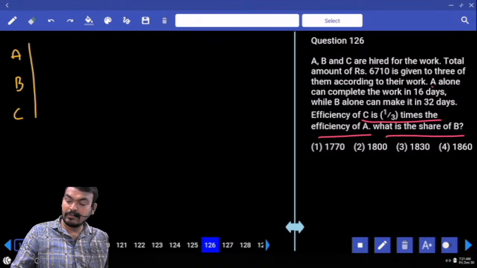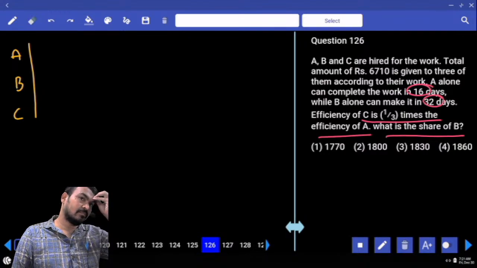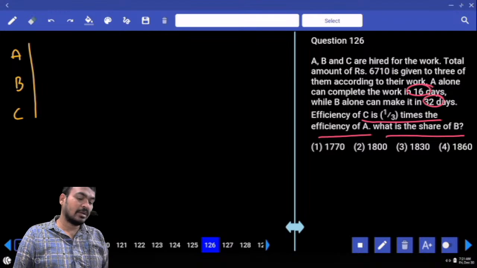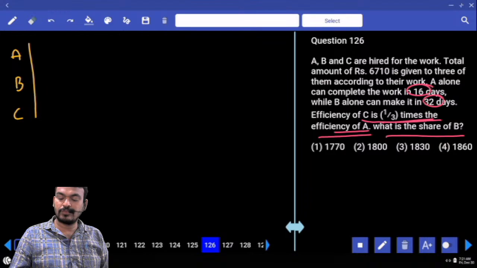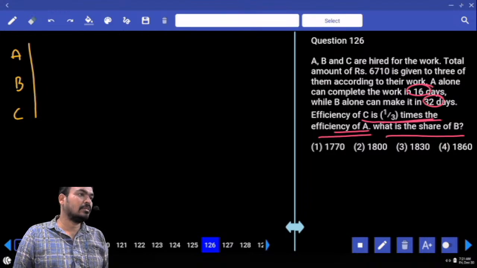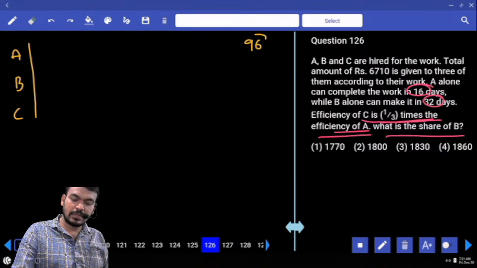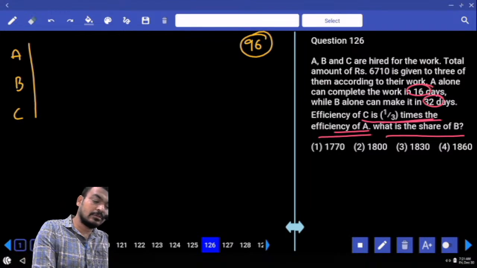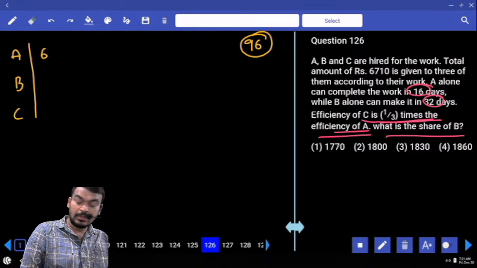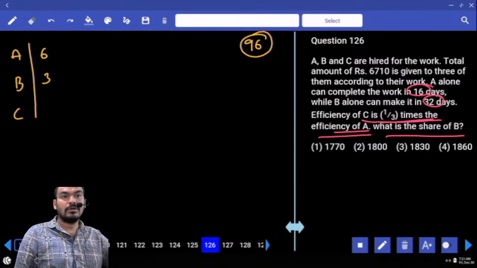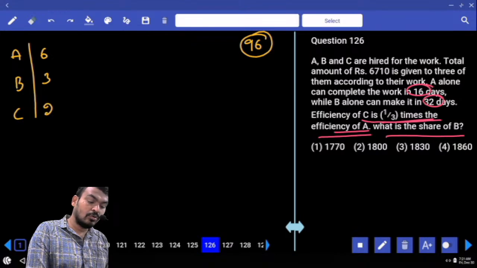A's time is 16, B's time is 32. What is the LCM of 16 and 32? Normally 32, but we consider 96 because C's efficiency is one third of A's efficiency, which means A's efficiency must be a multiple of 3. Suppose total work is 96. 96 divided by 16 is 6, and 96 divided by 32 is 3. A efficiency is 6 parts, B efficiency 3 parts, then C efficiency is 2 parts.